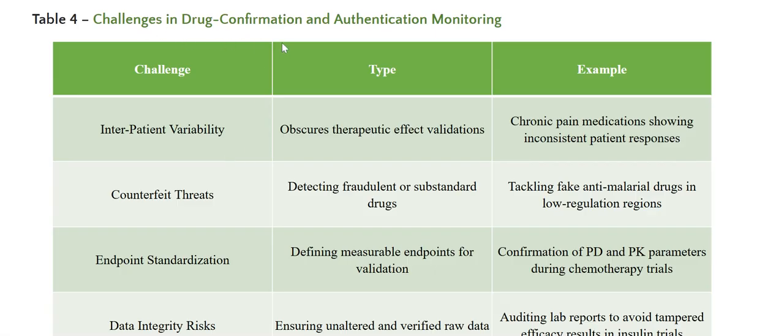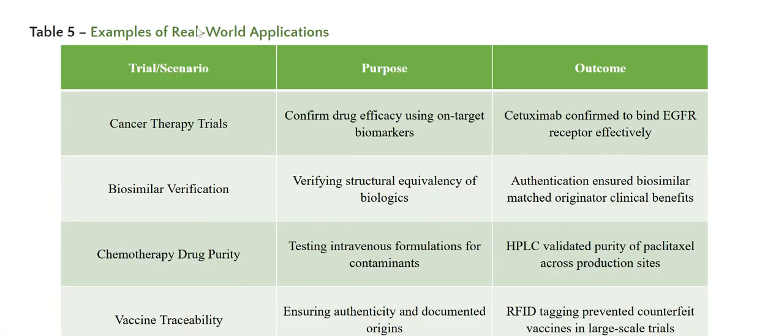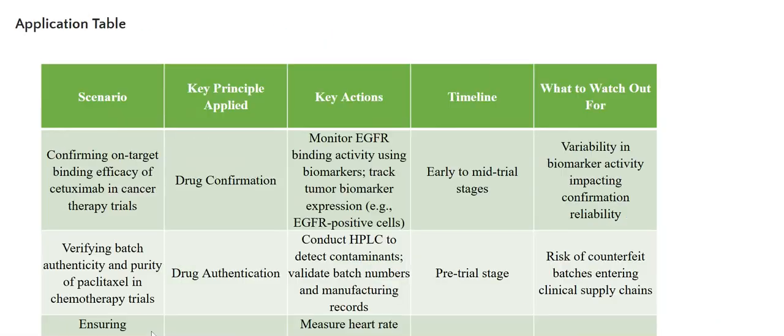A table on challenges in drug confirmation and authentication monitoring. Challenge type, example. The challenges we have are interpatient variability, counterfeit threats, endpoint standardization, data integrity risks, and supply chain complexity. A table on examples of real-world applications. Trial scenario, purpose, outcome. The trials or scenarios we have are cancer therapy trials, biosimilar verification, chemotherapy drug purity, vaccine traceability, and chronic disease therapy.